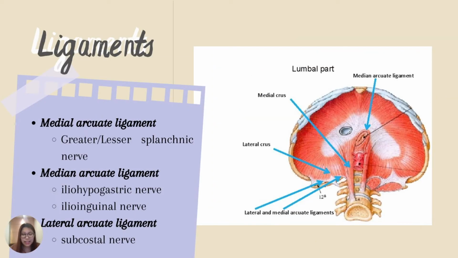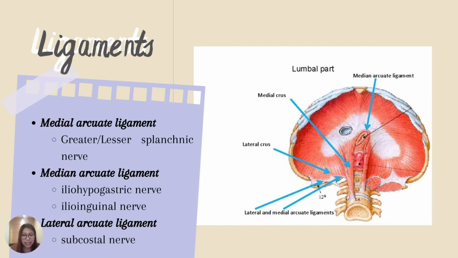Moving on to the ligaments, the medial arcuate ligament passes over the psoas and is the landmark of the greater and lesser splanchnic nerves. However, the median arcuate ligament is a thickening of the fascia of the psoas major, and the iliohypogastric nerve and ilioinguinal nerve pass under it.